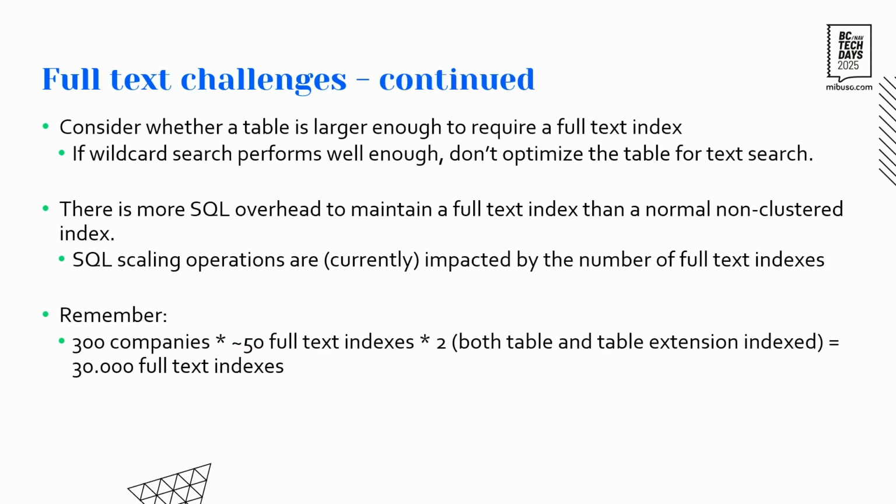Another thing is that there's some overhead. You probably don't see this, but adding more full text search indexes, especially when you have many companies, like 300 companies and 50-ish full text indexes, I think, in the base app today. You also add it for table extensions, then you have 30,000 full text indexes. Once everything is running, it's not so big a deal, but we have seen cases where you have to stop and start the SQL server for scaling purposes, converting from one tier to another, and it needs to do manual processing on each of those full text indexes, and that takes time.